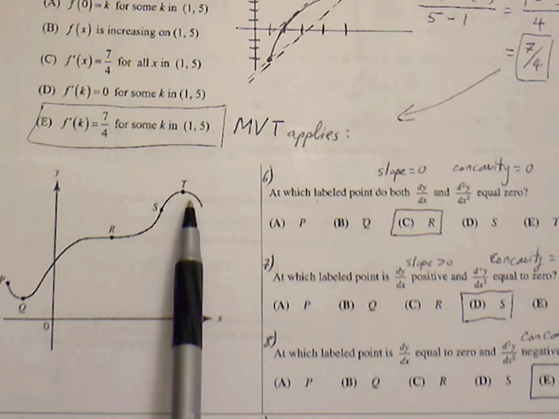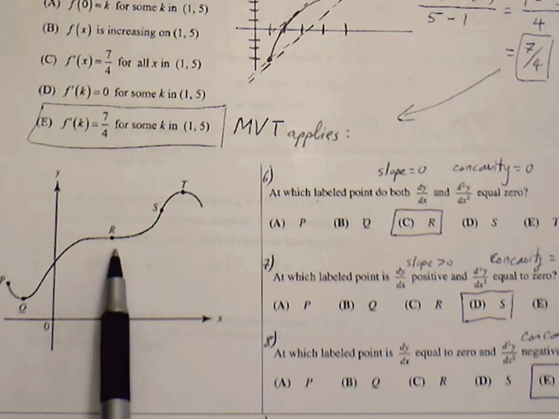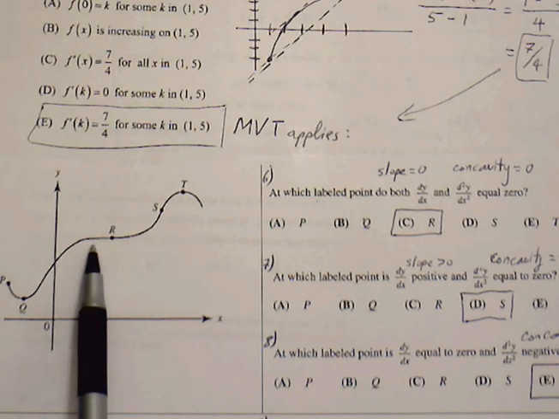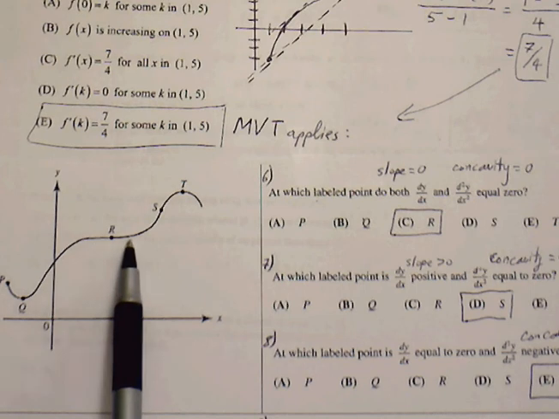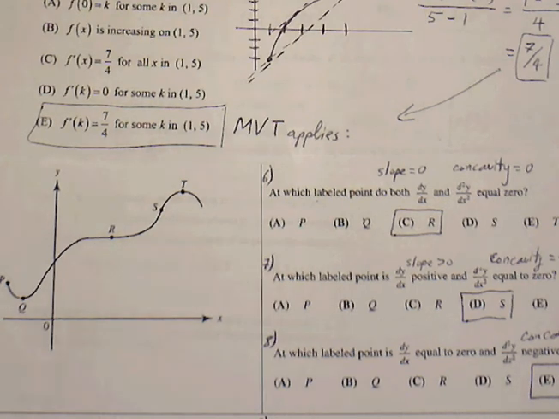But if you look at R, R has slope of 0, but then it's also neither concave up nor concave down, so therefore answer choice R.